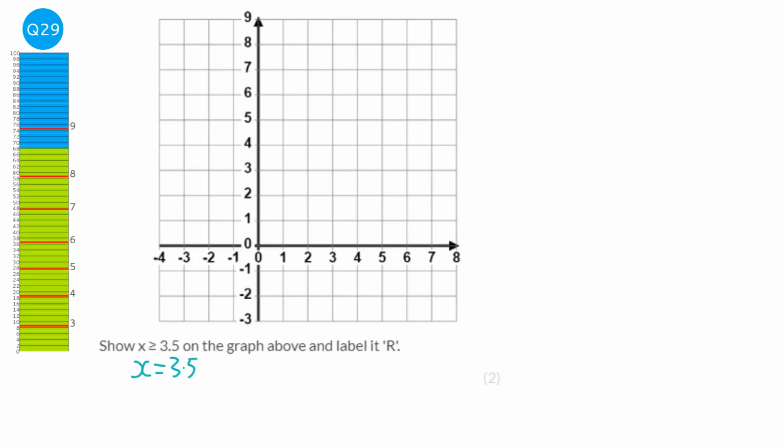We're going to start by drawing x equals 3.5 onto our graph. So x equals 3.5 will be a vertical line where x is always 3.5. And we're asked to find x is equal to or greater than 3.5. So where on this graph is greater than 3.5? Well, it's going to be on the right hand side of it, because all the coordinates here are more than 3.5. It's got to be equal to and greater than. The equal to means that it will be a solid line rather than a dashed line.